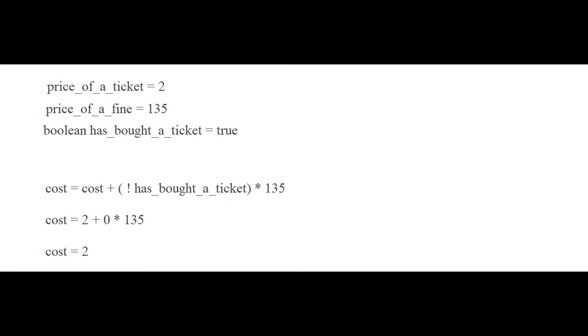For clarity, we set the Boolean equal to has bought a ticket, and we use its negation in order for us to have 0 times the price of a fine when someone has already bought a ticket. The equation now looks like cost equals cost plus not has bought a ticket times fine.